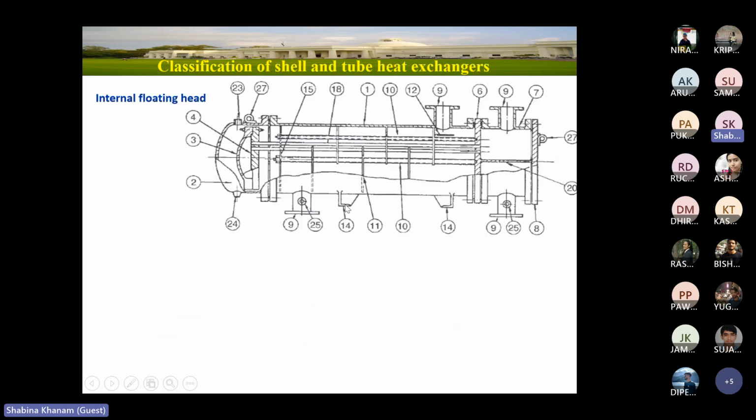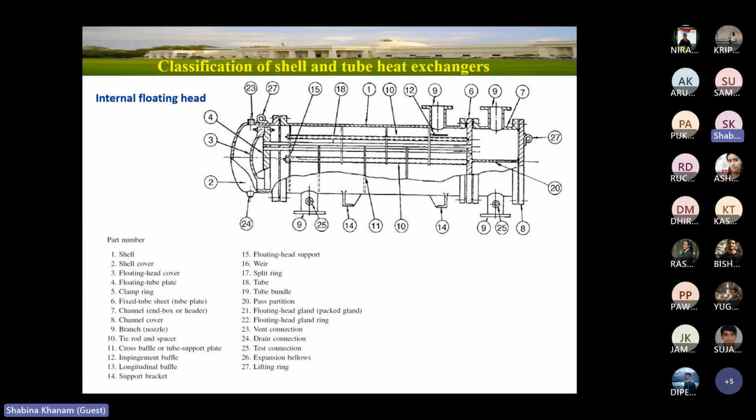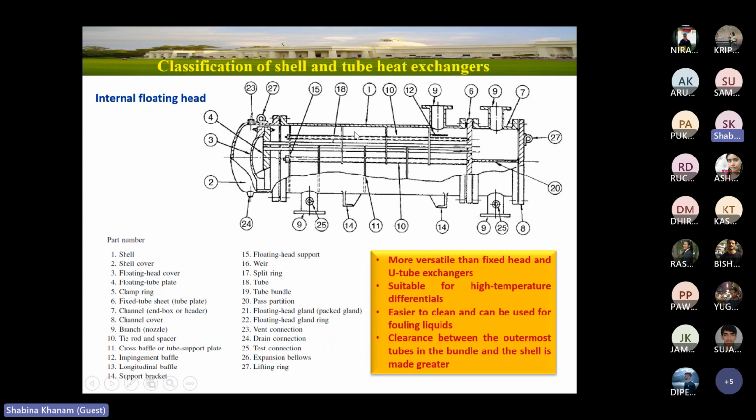Similarly in internal floating head, this region would be comparatively lesser. But that is more in shell and tube. So in internal floating head heat exchanger, because this is an integral part of the exchanger, it is called internal floating head because it is moving inside the exchanger only. So to accommodate that, we need to have more clearance between this.